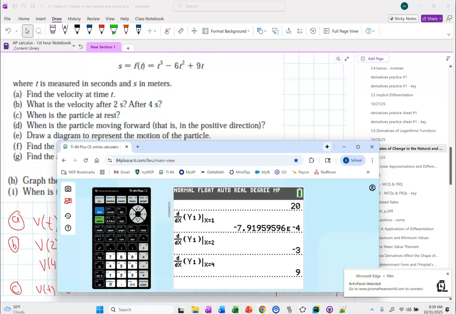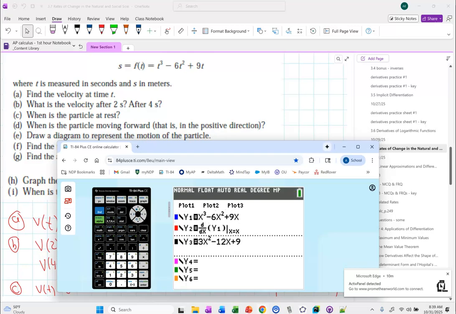So you make it a 30-second problem instead of a 2-minute or 5-minute problem. Okay? When is the particle at rest? What are we trying to do there? Well, we're just solving where the derivative is 0, right?